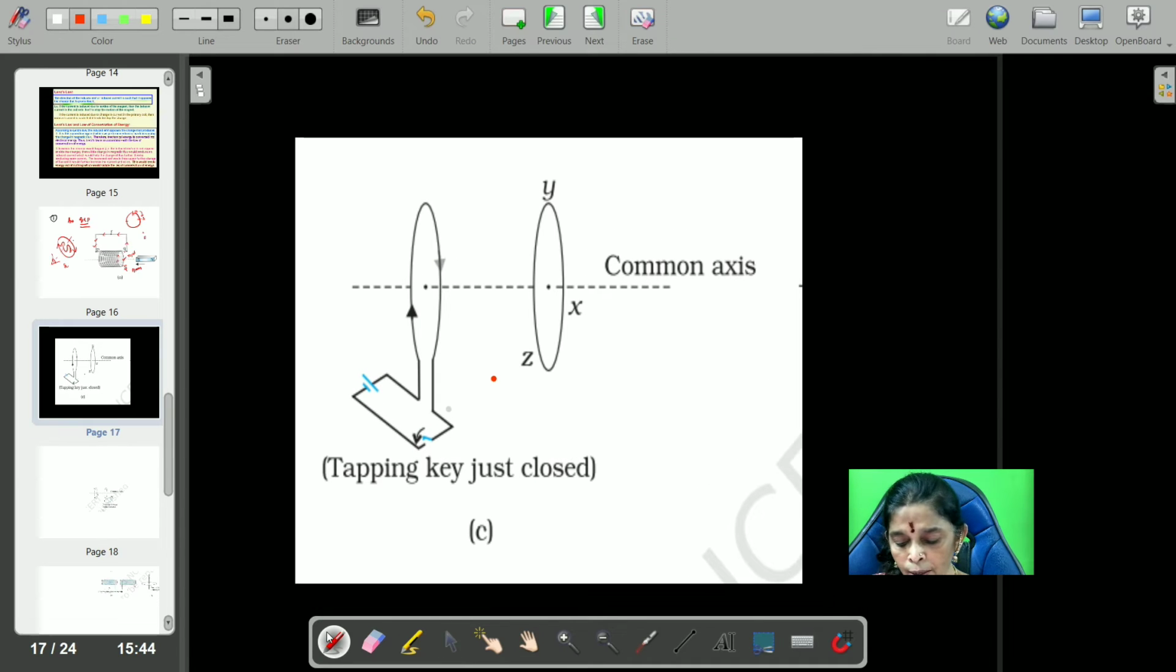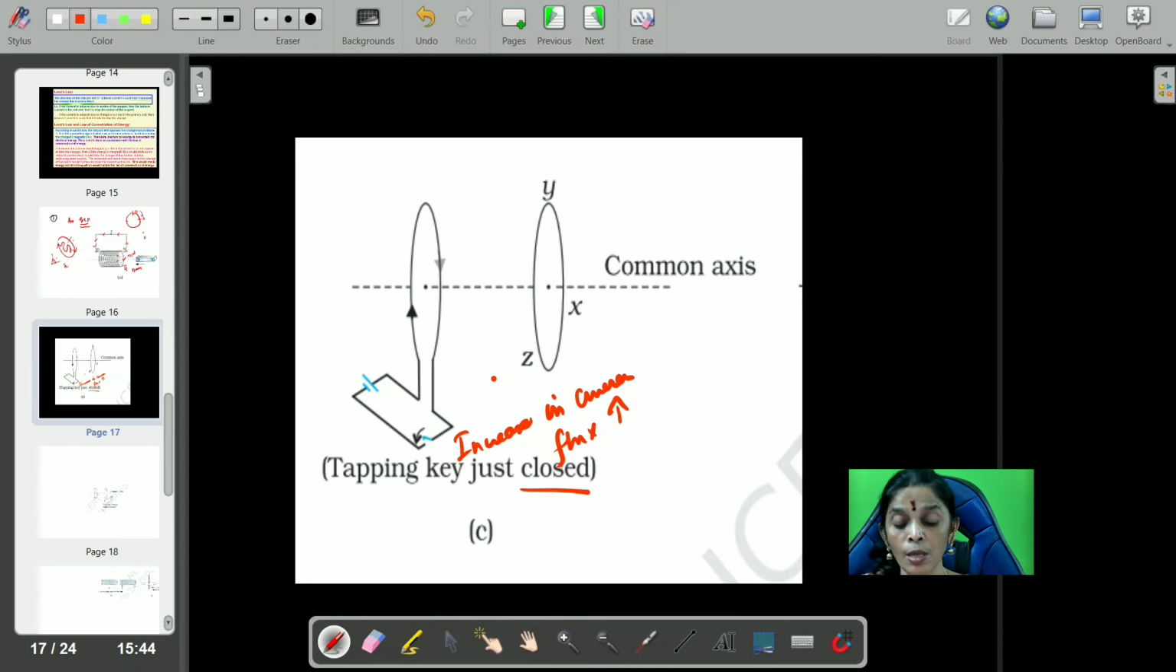Okay, children, tap key is pressed, closed, means what? Current, what happens? Key is pressed, momentarily there is an increase in current. Quick, I have to do it, children. No minute time. Increase in current. When there is an increase in current, flux, what happens? Increases.